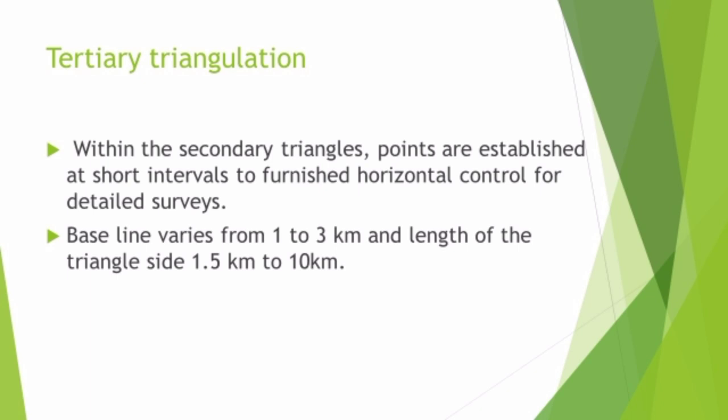The last one, tertiary triangulation. Within the secondary triangles, points are established in short intervals to furnish horizontal contour for detailed surveys. So, within the secondary triangles, we will be establishing triangles with particular horizontal contour, with horizontal measurements and all. Baseline varies from 1 to 3 kilometers, and length of triangle side 1.5 to 10 kilometers.